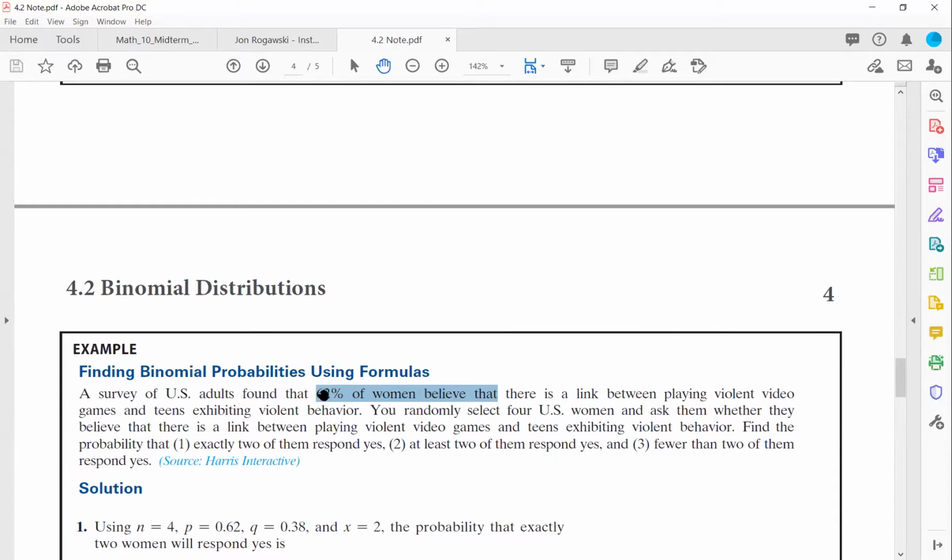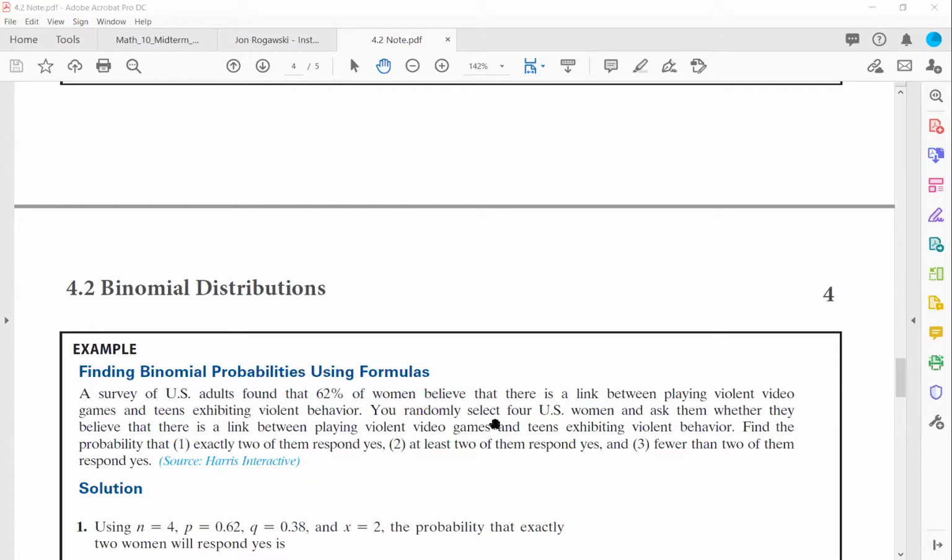What is this 62%? What do you think? Is it N? Is it X? Is it P? Is it Q? What is that? P. Very, very well. Excellent. What is P? P is, very good, the probability of success in one try. Excellent.